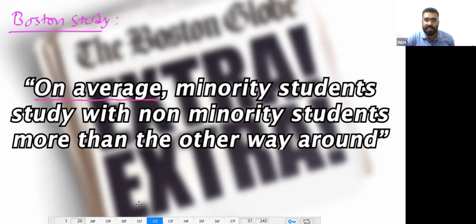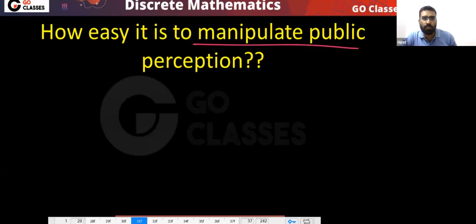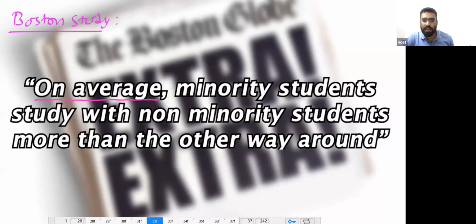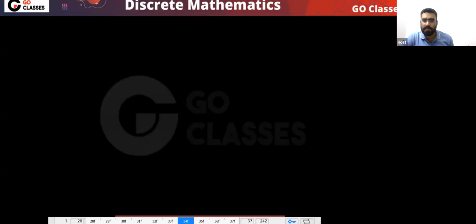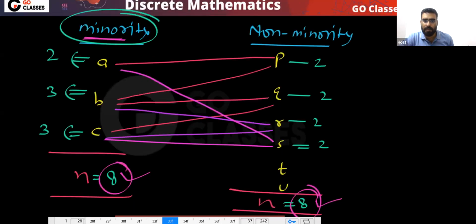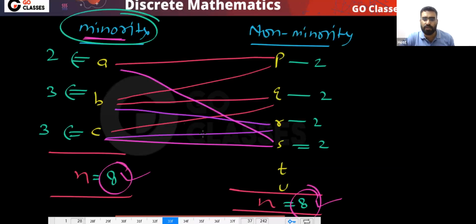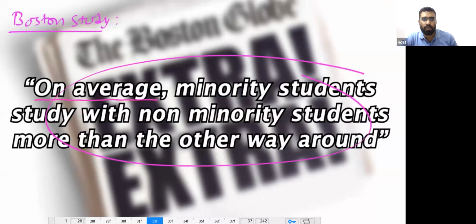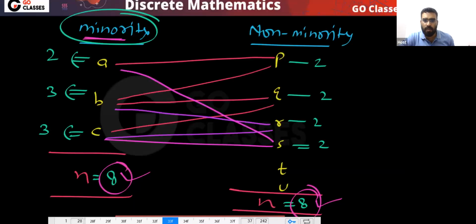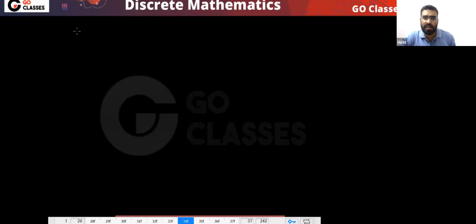So that is the idea. You can use data to manipulate people. It is very easy to manipulate public perception, yes or no. Anyway, here also we are using graph theory. This is the problem, who is more friendly, and to solve this problem you use graph theory.